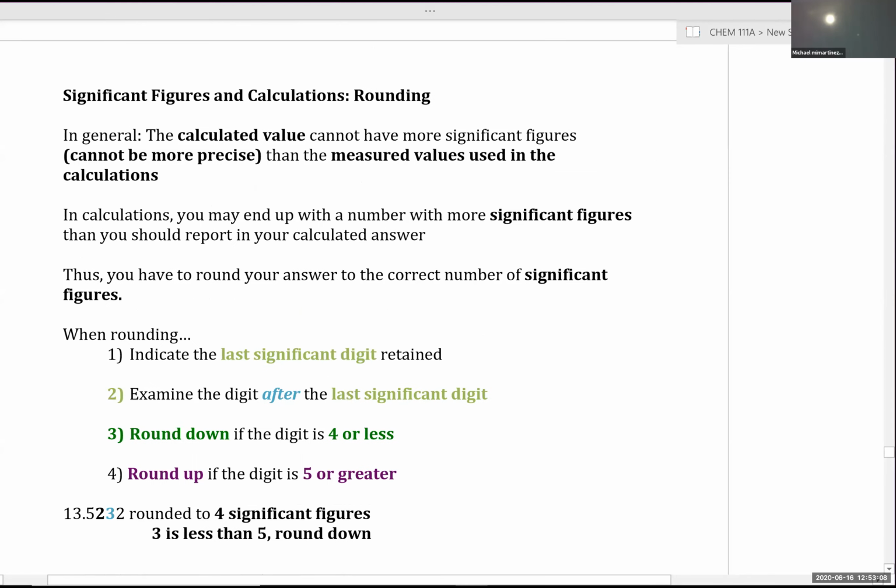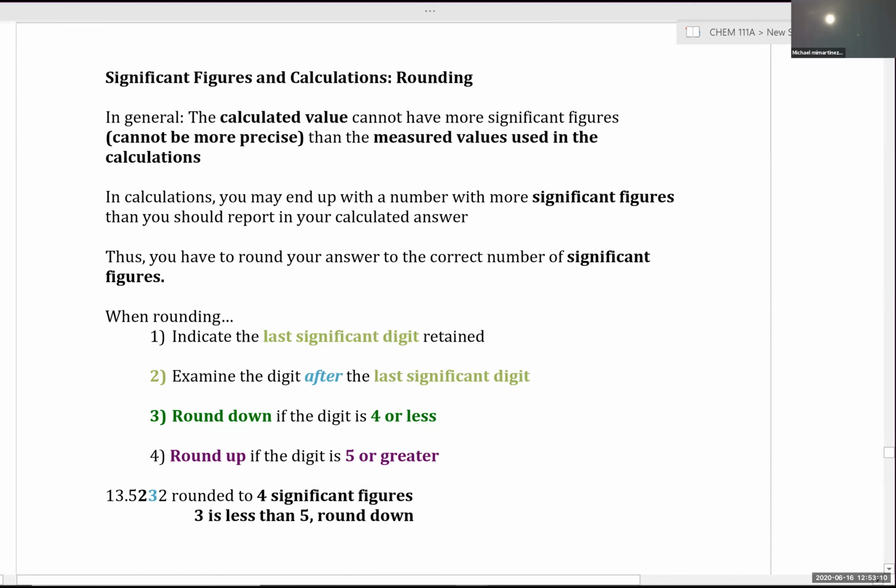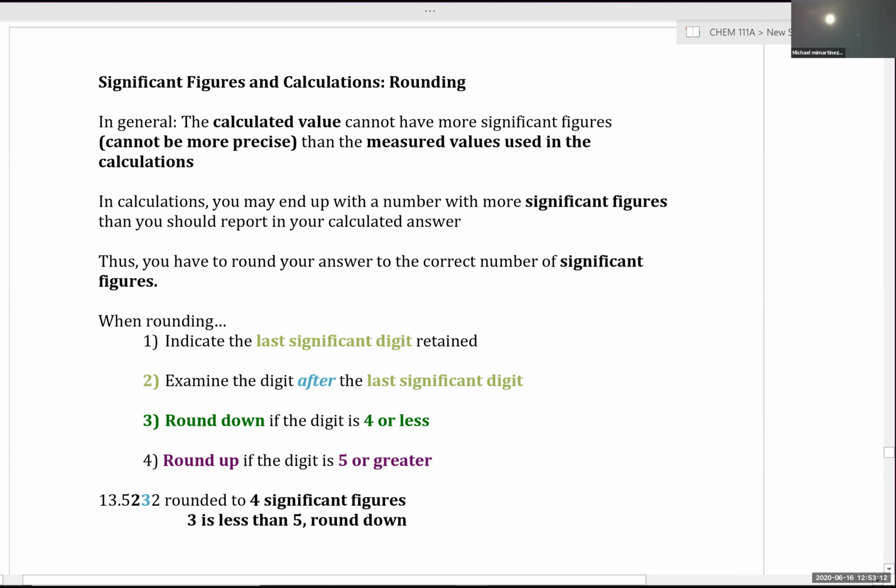When you do calculations, you may end up in a situation where you have to round. Just as a general rule, in most cases, the calculated value cannot be more precise than the measured values used in the calculations. This is a general rule. There may be some exceptions. In calculations, you may end up with a number with more significant figures than you should report. Thus, you have to round your answer to the correct number of significant figures.